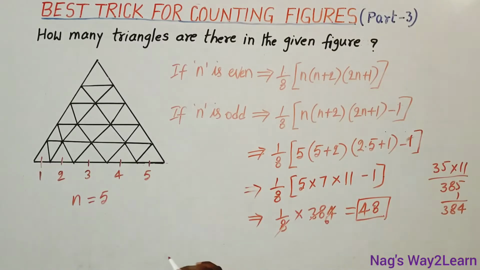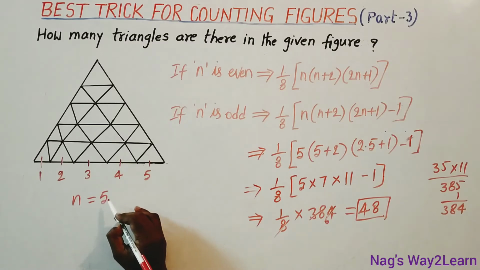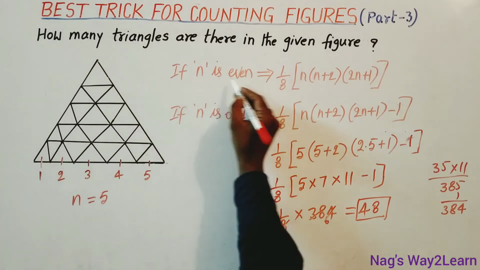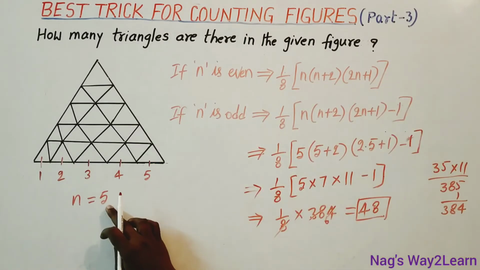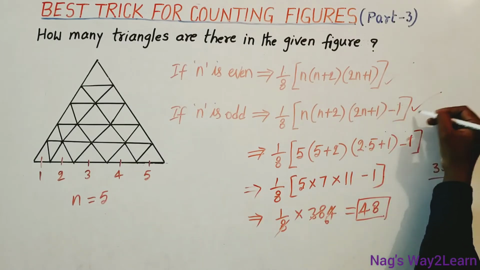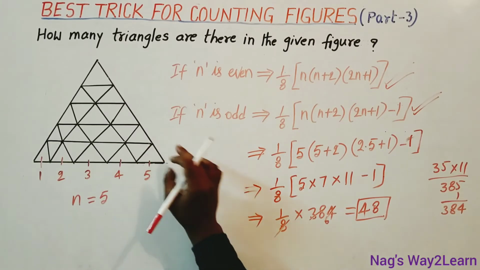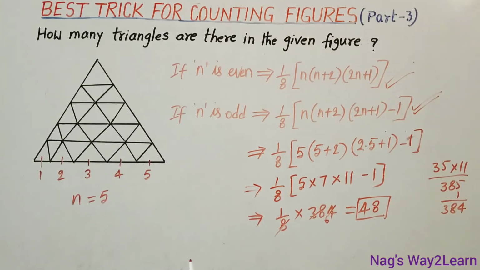Here one important point is, if the value of n is even, like 4, 6, 8, you have to use this formula. If n is an odd number, you have to use this formula. So you need to remember these two formulas. Then you will be able to find the number of triangles in this type of question very easily. Now let's see another model.